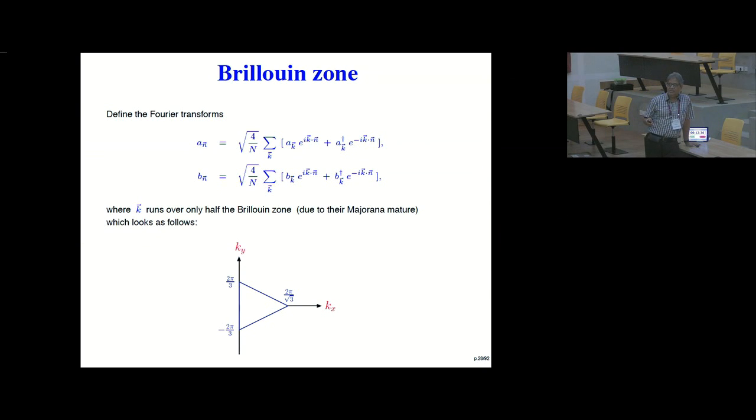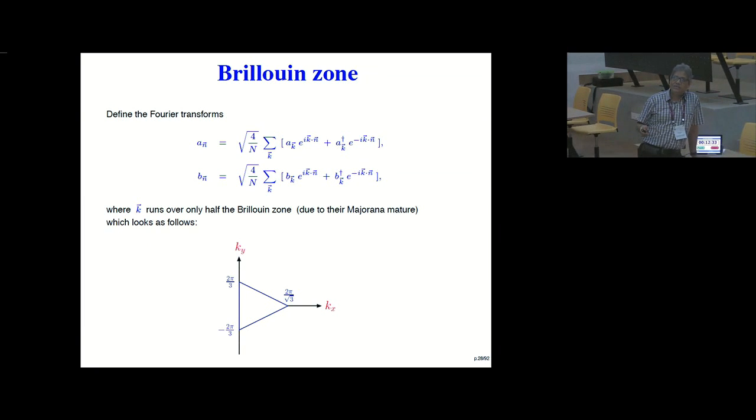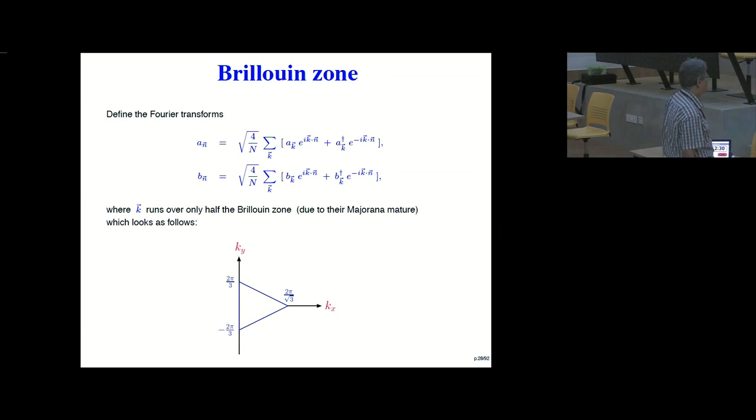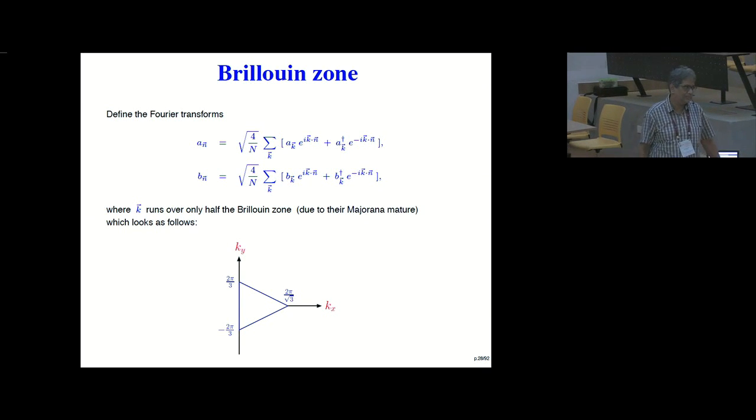Now, because this term automatically has both k and minus k, the sum over k runs over only half the Brillouin zone. So that's another thing about Majorana fermions: when you do a Fourier transform, it only lives over half the Brillouin zone, not the full Brillouin zone. Okay, so the Brillouin zone of the hexagonal lattice can be chosen in many different ways. I find this the most convenient. You can choose it to be a rhombus, which has four corners. But half the Brillouin zone is just an equilateral triangle. Okay? So all our points are going to lie in this equilateral triangle. I've shown you where the corners are. Fine?